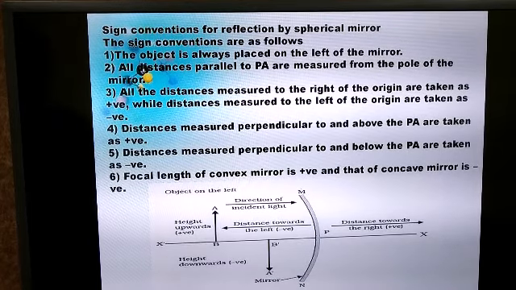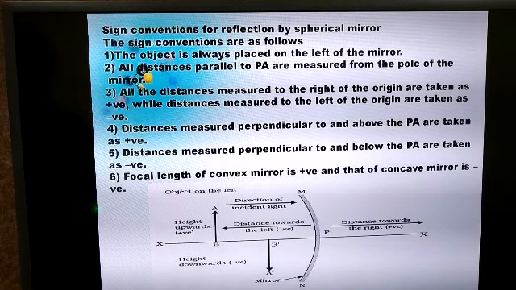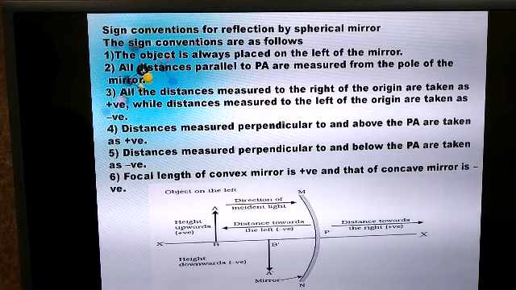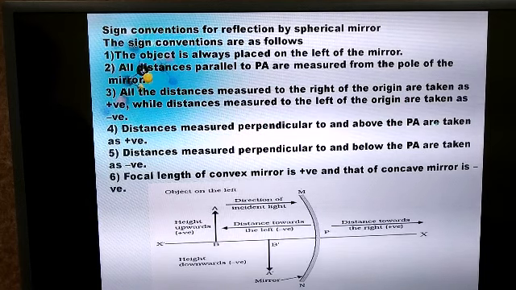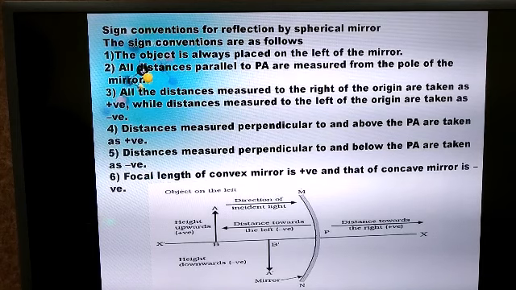So we'll sum up the sign conventions for reflection by spherical mirror. The sign conventions are as follows. The object is always placed on the left side of the mirror. All distances parallel to the principal axis are measured from the pole of the mirror. All distances measured to the right of the origin are taken as positive, while all distances measured to the left of the origin are taken as negative. Fourth, distances measured perpendicular to and above the principal axis are positive. Distances measured perpendicular to and below the principal axis are taken as negative. Focal length of a convex mirror is positive. Focal length of a concave mirror is negative.